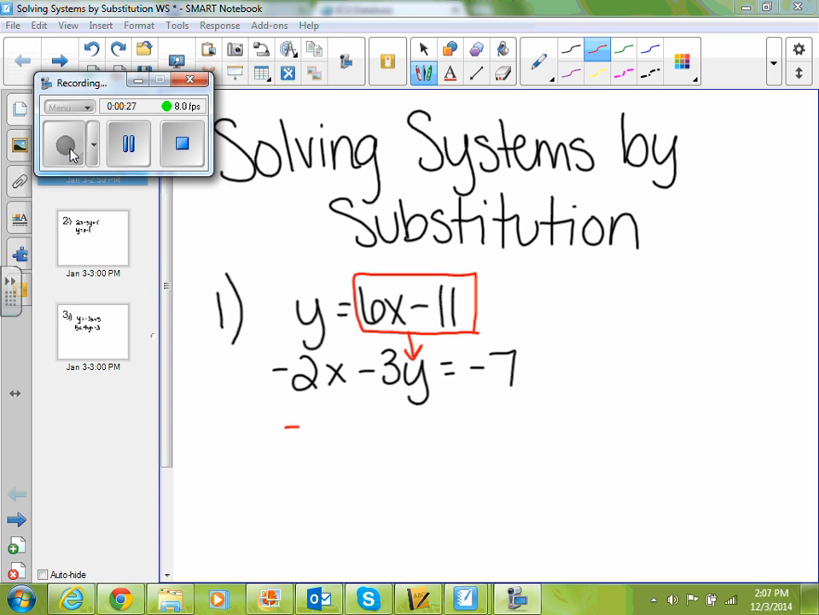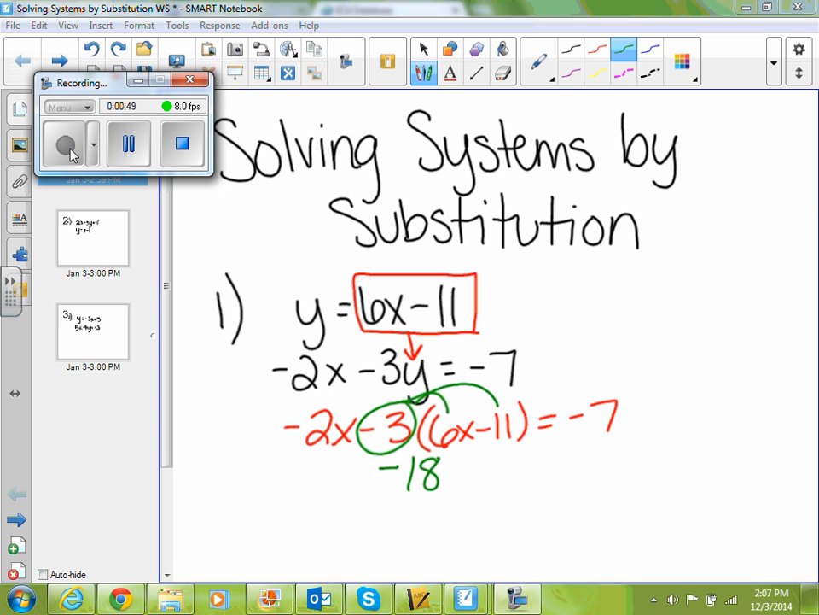If I do that, then I end up with negative 2x minus 3. My y is now 6x minus 11, and I still have equals negative 7. So my first step is going to be distributing my negative 3. Negative 3 times 6x gives me negative 18x. Negative 3 times negative 11 gives me positive 33. I still have that equals negative 7, and I still have my negative 2x out front.